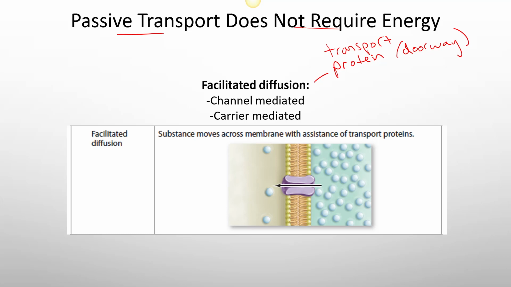But there's two different types of facilitated diffusion. There's channel-mediated and carrier-mediated. Let's say you guys are all waiting outside in the hallway for class to start. I open the door and you all just walk through the doorway. You go from an area of high concentration, so where there's a lot of you outside, to an area of lower concentration, where there were no students inside of the classroom. That's channel-mediated. So channel-mediated, it's kind of like opening a doorway.